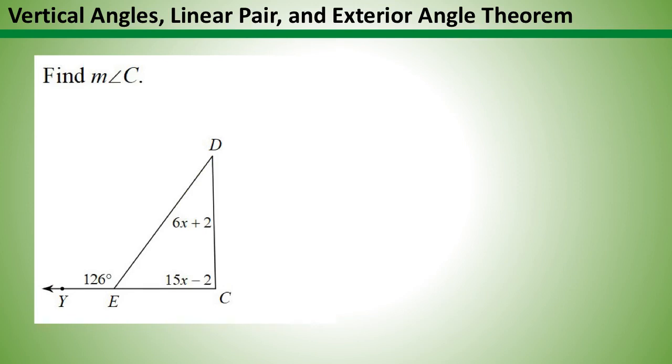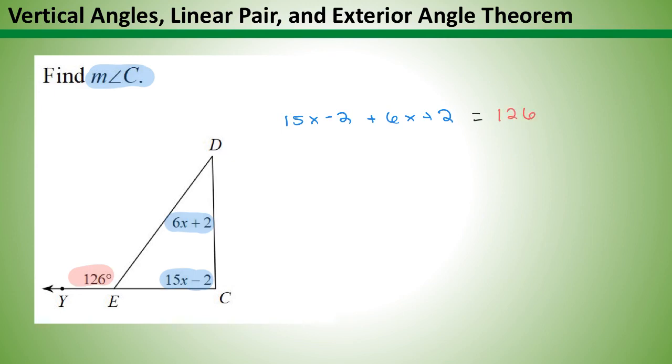All right, one more example. This one, pay attention to what it's asking for. It's asking for the measure of angle C. So if I want to find angle C, I need to figure out what x is. So we're going to treat it just like the previous problem. We know that the sum of these two remote interior angles is equal to that exterior angle. So I have 15x minus 2 plus 6x plus 2 is equal to that exterior angle, which is 126.